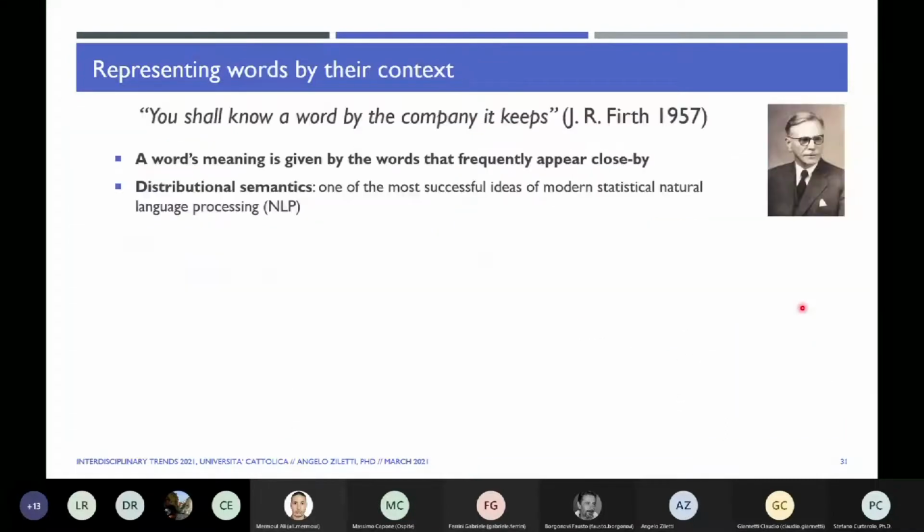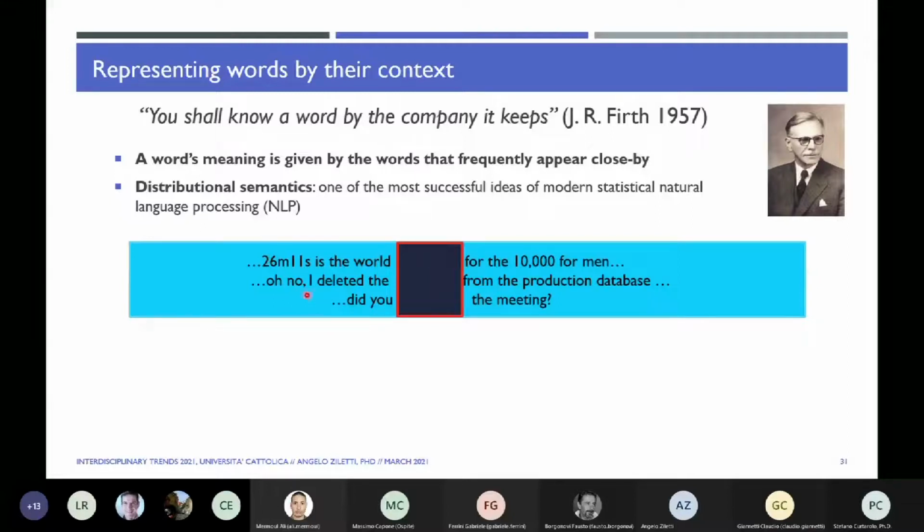And how do people do that? Well, it's quite clever and yet quite simple. The word meaning is given by the words that frequently appear close by to that word. This is something that has been known for a long time. It's called distributional semantics. Let's have an example.